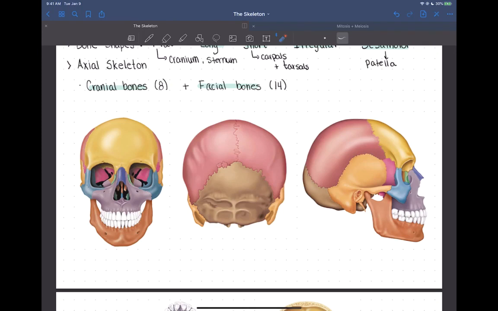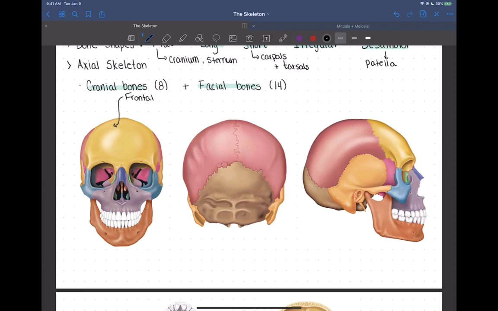All right, so with the cranial bones, this skull is nice because each bone is a different color, so we can kind of easily point them out. Our first one is right on the forehead, the front. This is the frontal bone. You only have one frontal bone, that's on your forehead.